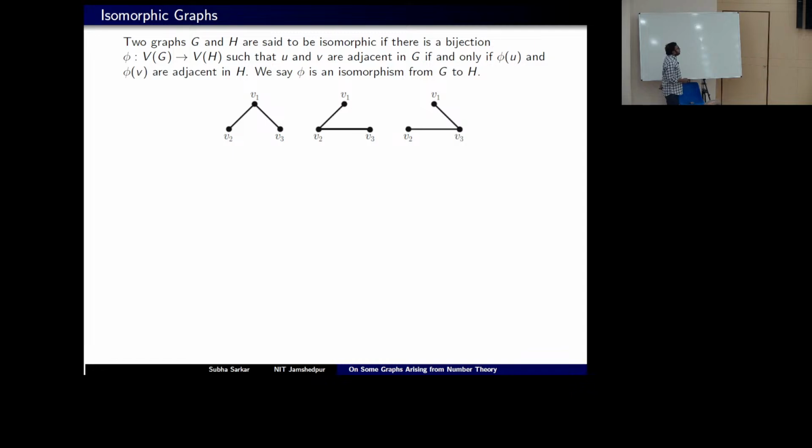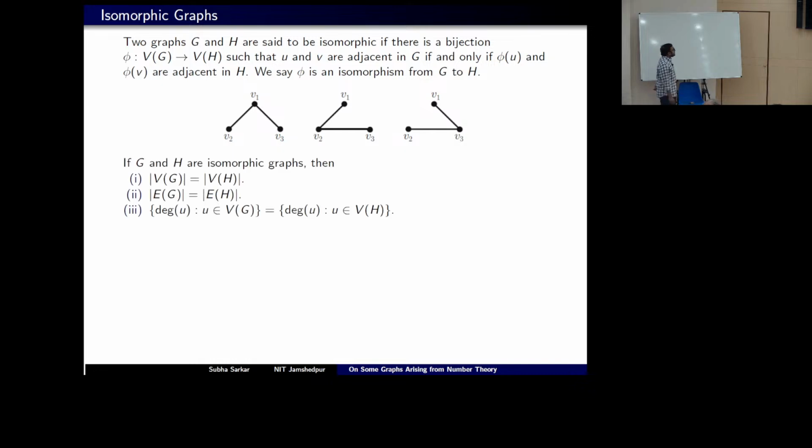Now if two graphs G and H are isomorphic, since there is a bijection between the vertex set of G and the vertex set of H, their cardinality must be the same. Similarly, the edge structure is also preserved, so the number of edges in G and in H must be the same. And also if I take the degree sequence, that is, all the degrees of the vertices of G and all the degrees of the vertices of H, they must be the same as a multiset. I mean the multiplicity will also be the same.